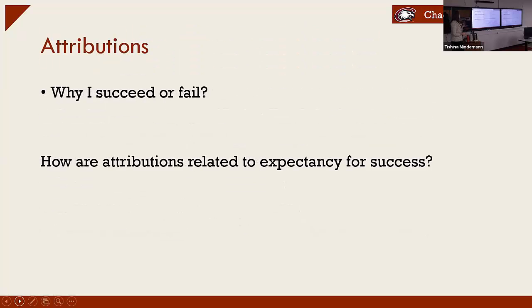So before I ask you guys to brainstorm how this applies to your class, I want to talk a little bit about our half a theory. So attribution theory is a full theory of motivation in and of itself, but we're just going to talk about a little piece of it. And so attributions are basically just the reason that we ascribe to something. And in this context, that's why did I succeed or fail?